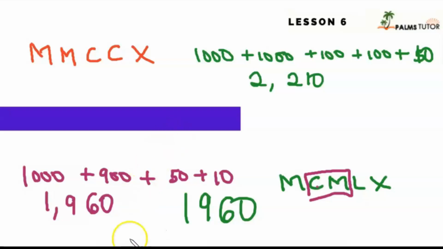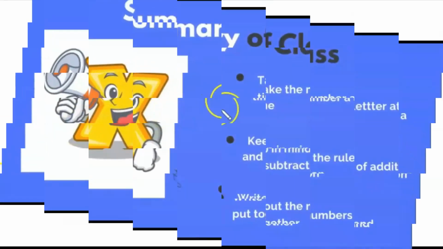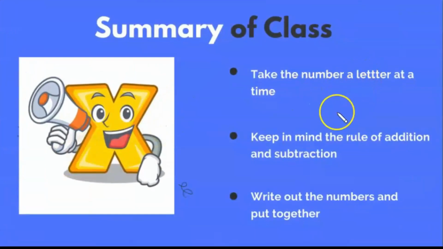Talking about place value, I hope you're registered for the place value class. You really do not want to miss that. But before we talk about that, here's a summary of the class. What have we done? Take the number a letter at a time. Keep in mind the rule of addition and subtraction, and then write out the numbers and put together. In this case, like I said, put together is add, right? Not that you are just writing them together.